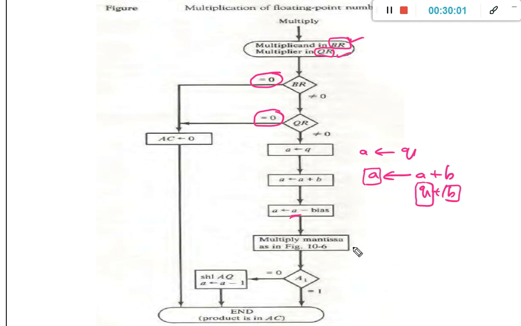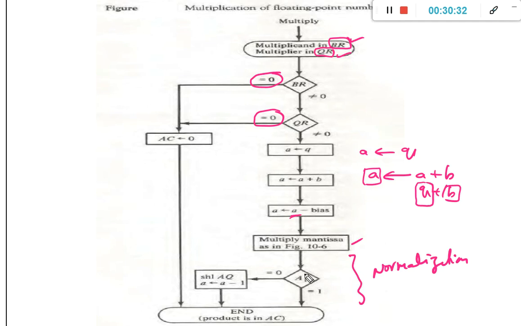After that, whatever algorithm we have seen previously for multiplying two numbers in signed magnitude representation, just apply that algorithm. After applying it, we are going to perform the normalization for the result we got. The result will be in the combination of AQ.